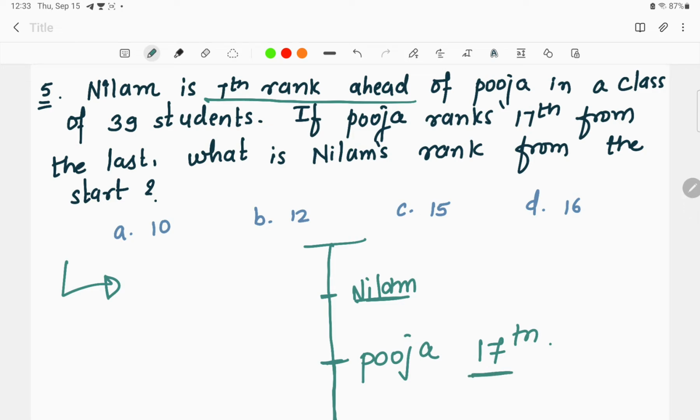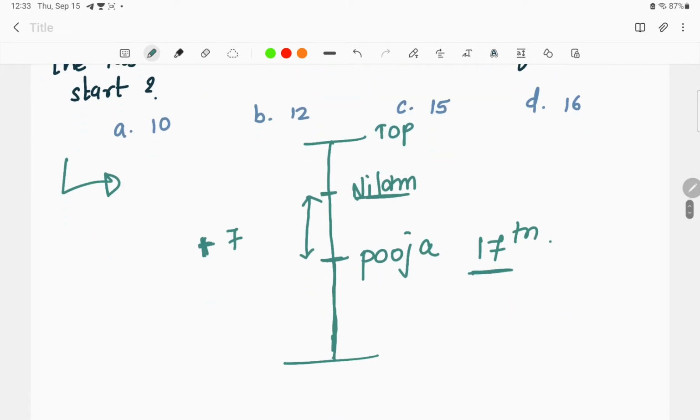So before Pooja, Neelam is ahead of her by 7 ranks. So basically, between Neelam and Pooja there is a rank difference of 7 positions, right? So if we do plus 7, we'll get Neelam, or if we do minus 7, we'll get Pooja. So basically, this is top, this is bottom.